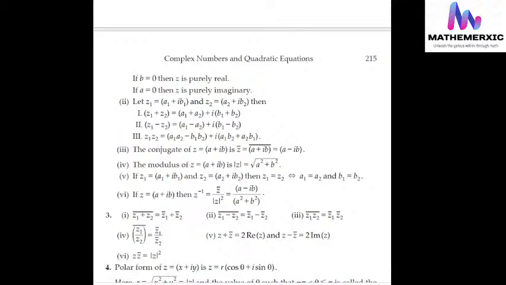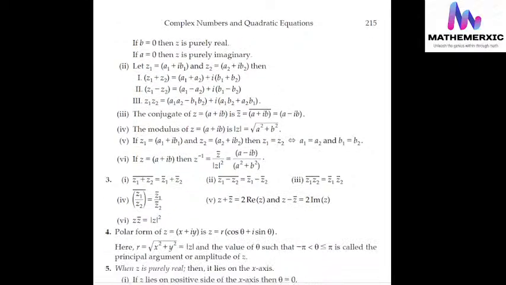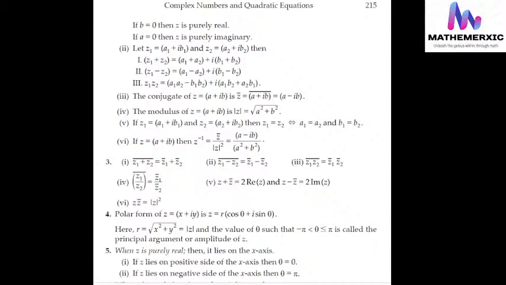Z1 is a1 plus ib1 and z2 is a2 plus ib2. Then z1 is equal to z2 means that real parts are equal and imaginary parts are equal. Now, if z is a plus ib, then z inverse is z bar upon modulus of z square. So if I just write it here, this can be noted as z inverse. Z inverse means 1 by z, right?